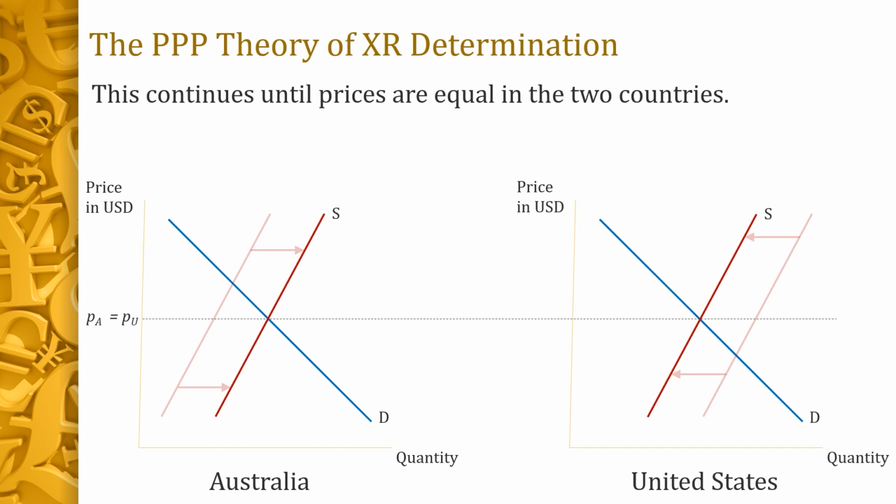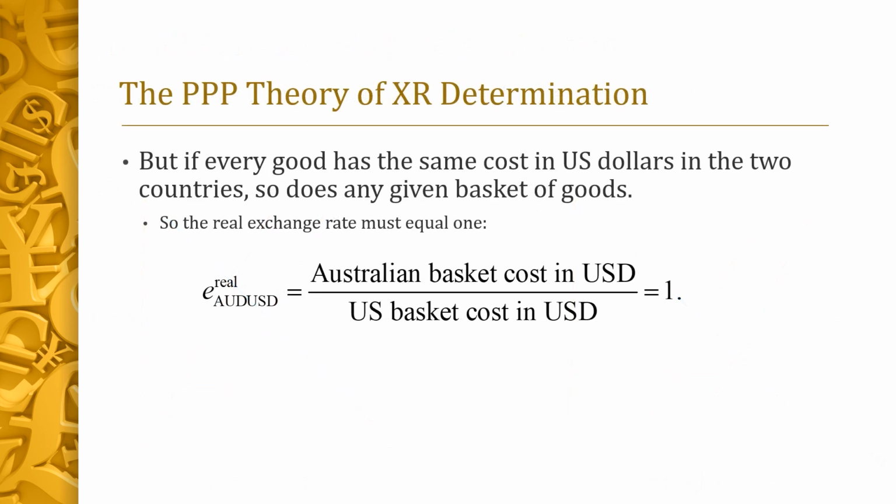These supply curve shifts have the effect of lowering the prices of iPhones in Australia and raising their price in the United States. This process continues until the prices become equal, so that exporting iPhones from Australia to the US is no longer profitable. Hence, international trade will tend to prevent the emergence of large, persistent price differences of particular goods across countries. But if every good has the same price in US dollars in the two countries, so does any given basket of goods. Accordingly, the real exchange rate, which is just the ratio of the US dollar cost of a fixed basket of goods in Australia to the US dollar cost of the same basket in the United States, must equal 1.